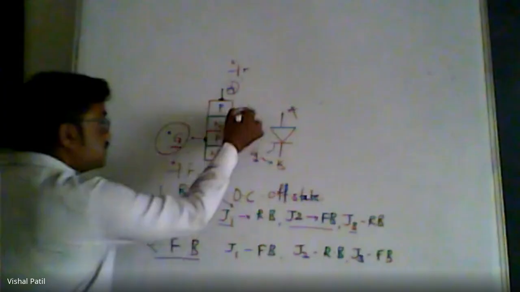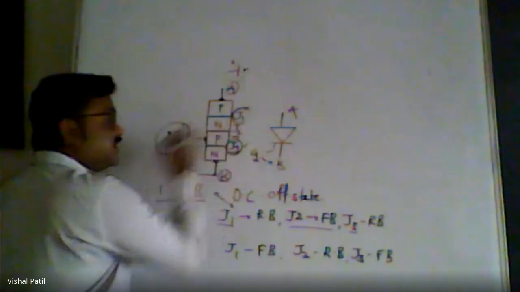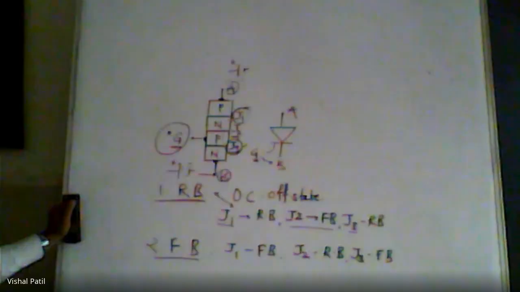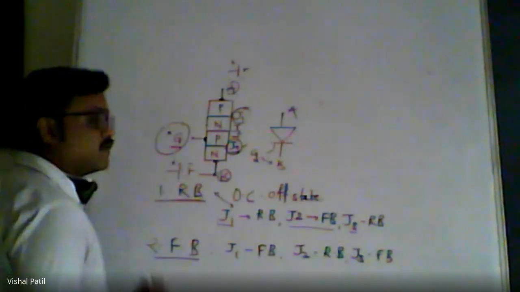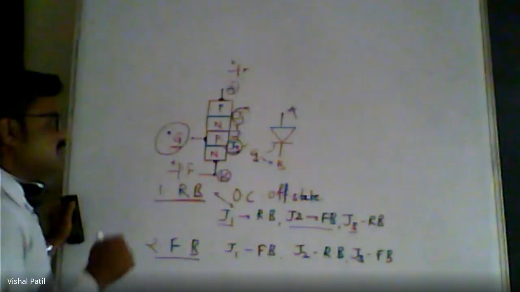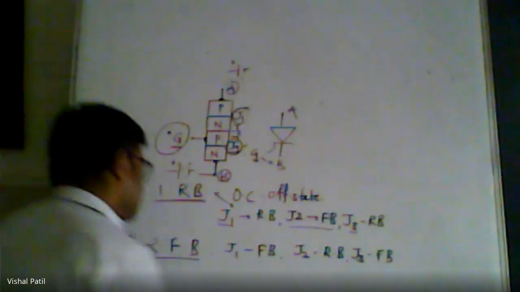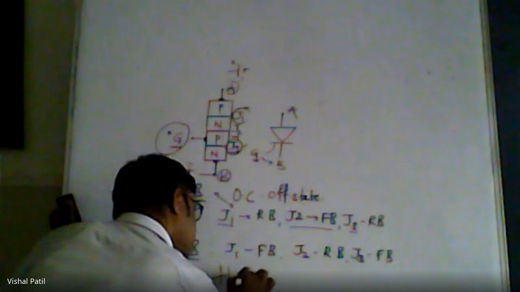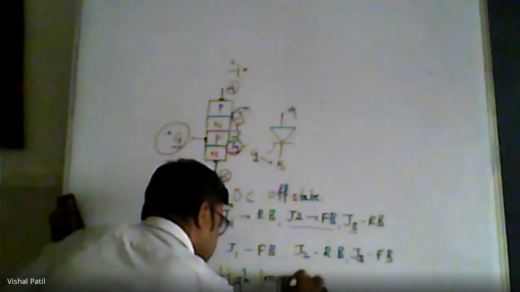Okay, junctions J1 and J3 are in the forward bias. Junction J2 is still in the reverse bias, so there is still opposition. The current now, from anode to cathode, is a forward current. But that current still experiences a very high impedance. High impedance is a very important terminology.